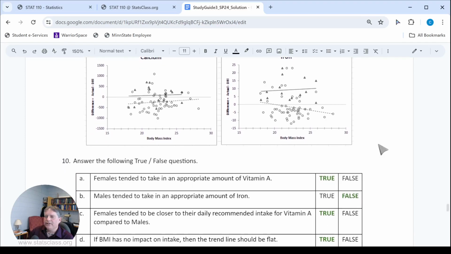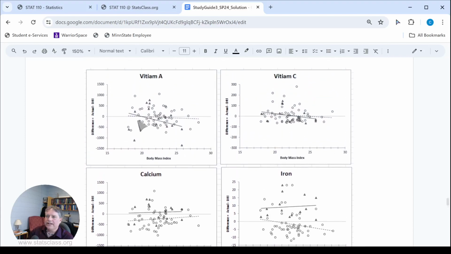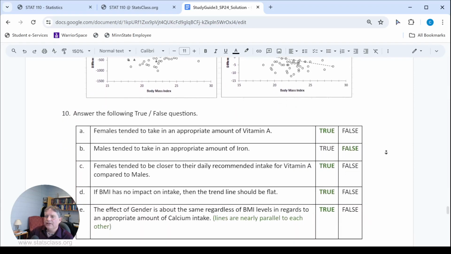C, females tended to be closer to the daily recommended intake for vitamin A than males. So where is vitamin A again? Here's what I have for females. Really close to target line. Males, close to target line when the BMI is low, but when the BMI is high, you can see that they start to deviate from target there. So that is true. C is true.